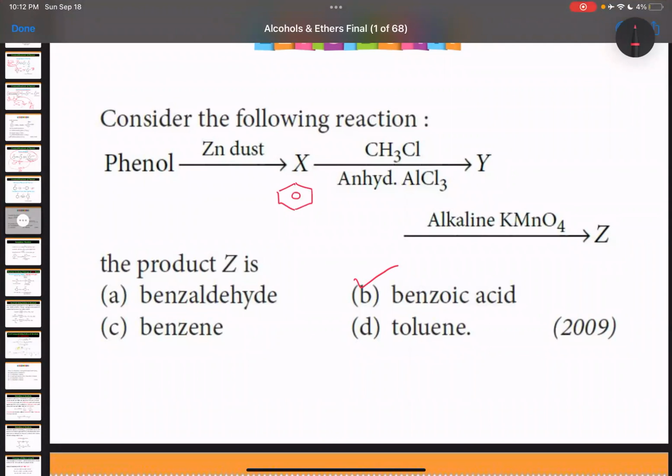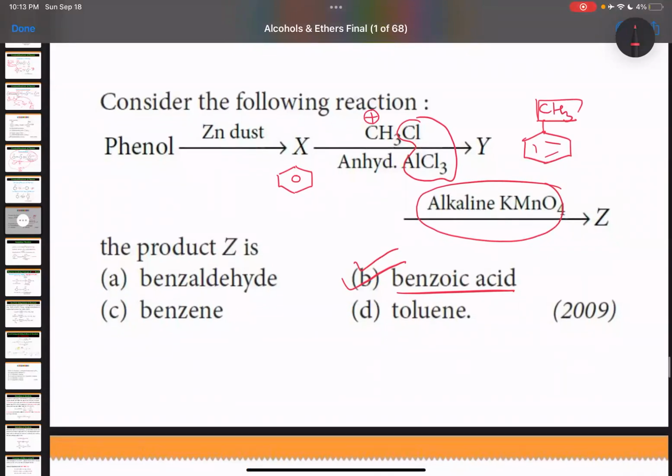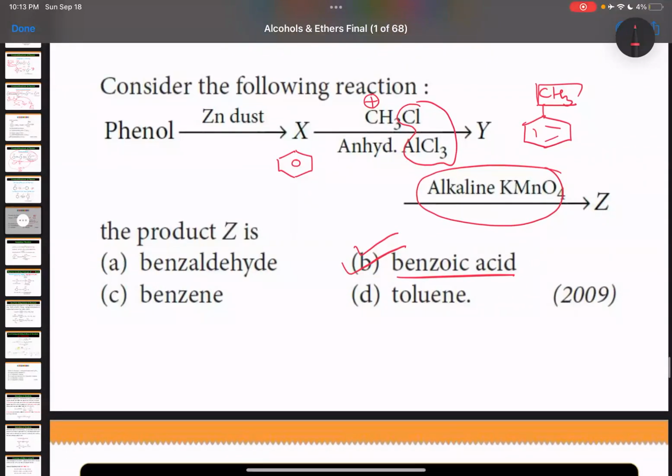Do ask me if you have any doubt. AlCl3 is going to take away the Cl minus and you're going to end up with CH3 plus, which is going to come and join itself to the benzene ring, and you will have toluene. And any chain, if you oxidize it, oxidizes completely to COOH. So benzoic acid is going to be the answer. Is it clear?